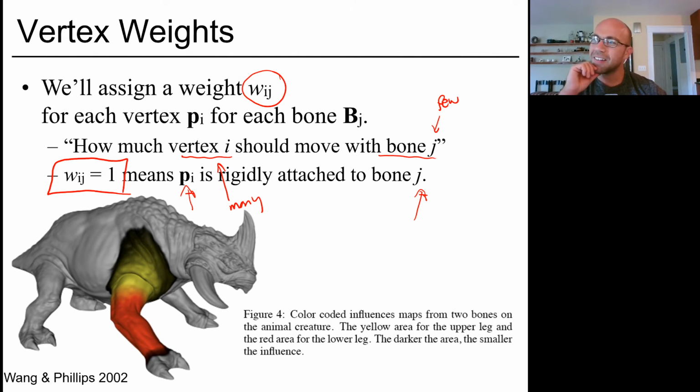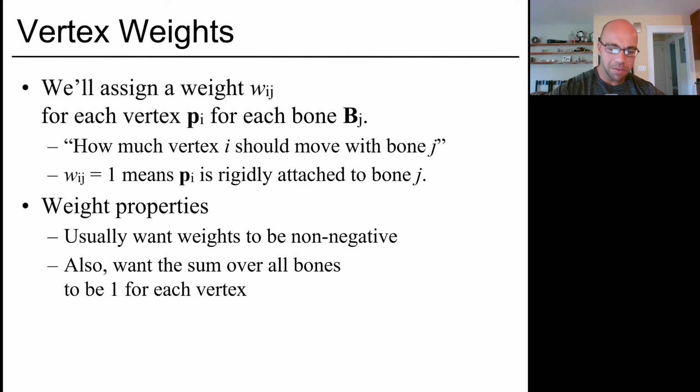Now, you might ask, what sort of properties do these vertex weights have? And the answer is many. For one, essentially, we usually want our weights to be non-negative. I don't know what it would mean to have a negative weight here, typically. And the second one is that they all sum to 1.